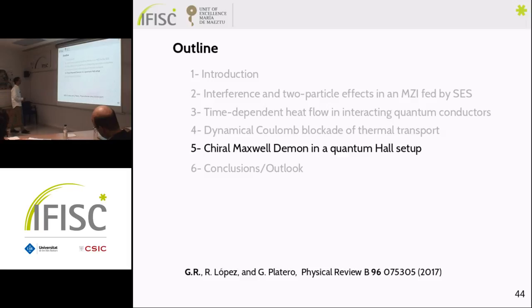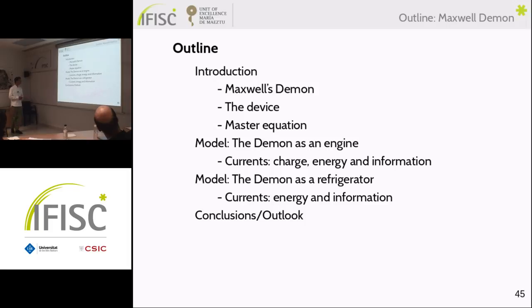Finally, we move to the last results chapter, and in this case, it's the Maxwell demon in a quantum Hall setup. Our goal here was to expand the literature investigation that's been done on Maxwell demons profiting from quantum effects, and also to see if the breaking of the local detailed balance condition in a quantum Hall setup can be profited from to implement a Maxwell demon. So first of all, I will introduce the classical Maxwell demon, and then the device that we use to implement this demon, and the master equation that we use to describe such a system.